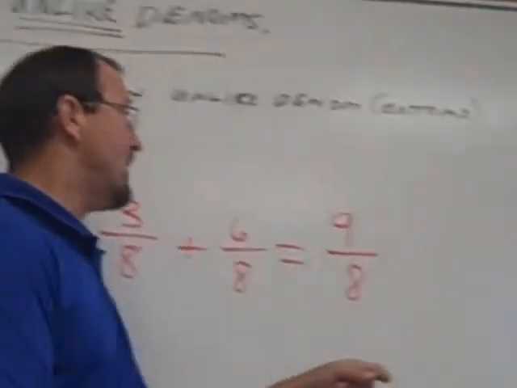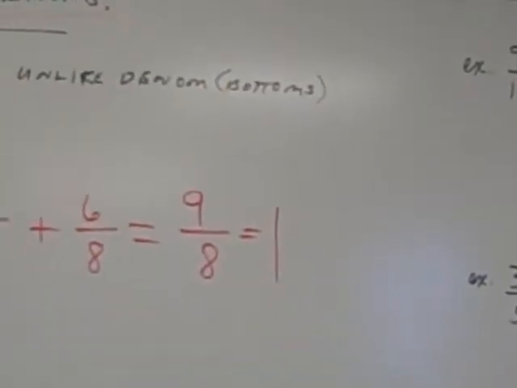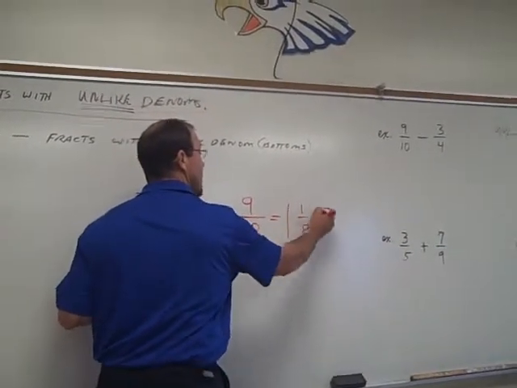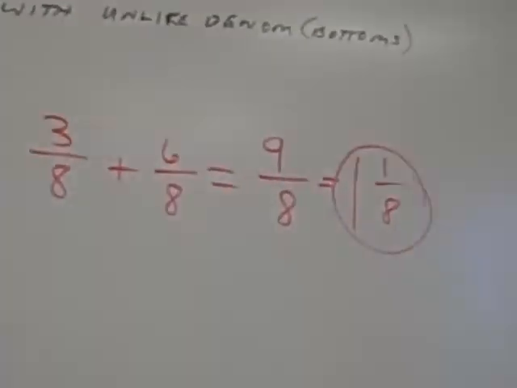How many 8s will come out of 9? 1. How much left over? 1. Where do you put the 1? On top. And we keep the denominator. No more divide by, divide by. That was last week, right?